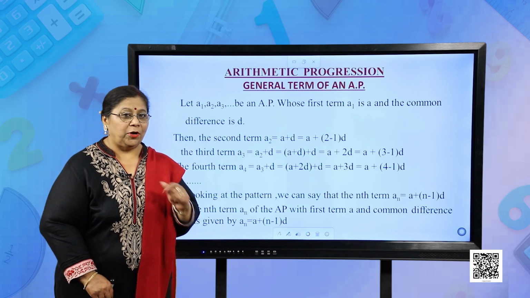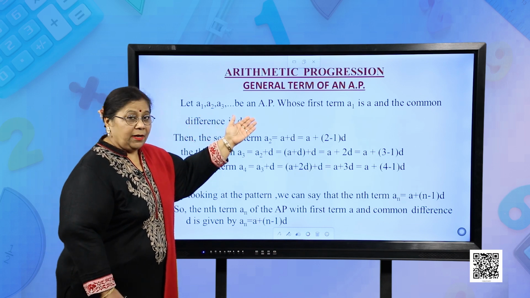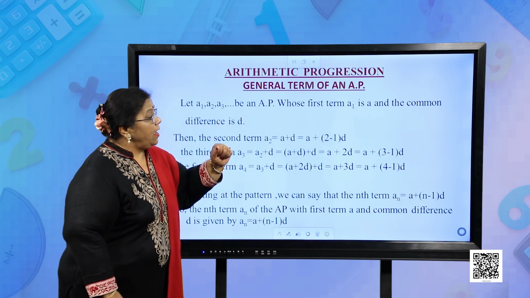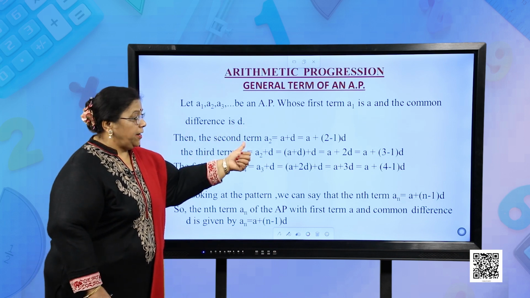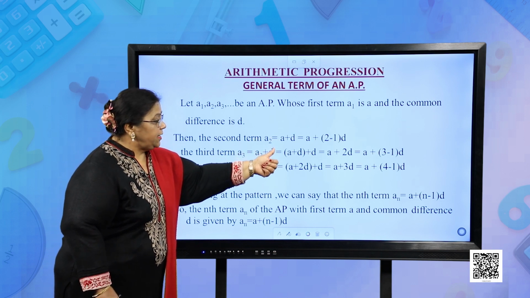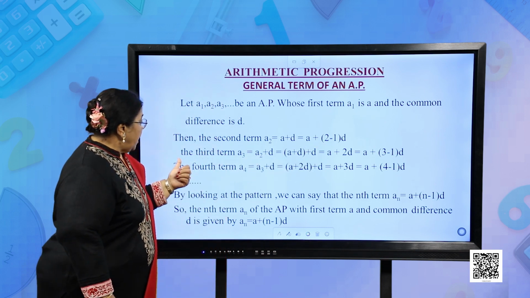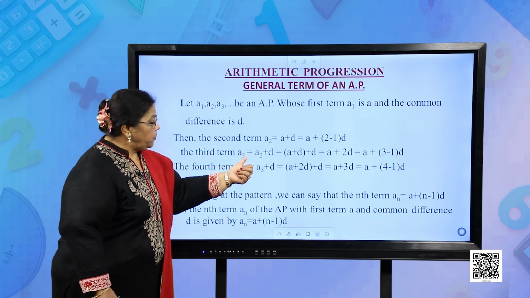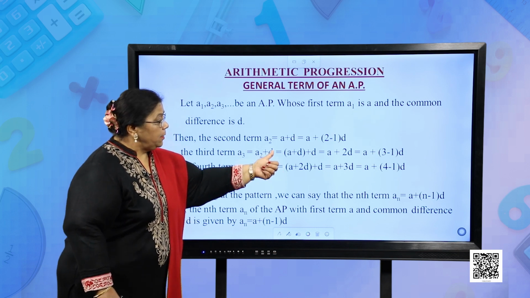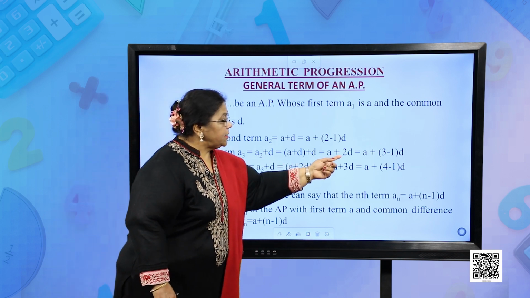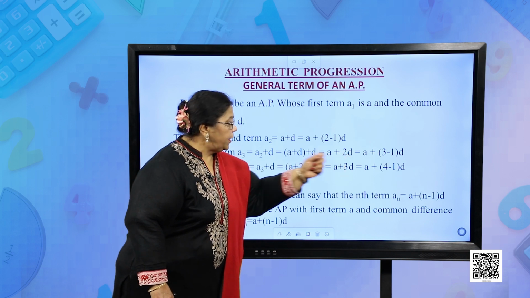AP is arithmetic progression. Let A1, A2, A3 and so on be an AP whose first term A1 is A and the common difference is D. Then the second term A2 will be A plus D, which we can express as A plus 2 minus 1 into D. Likewise, the third term A3 can be written as A2 plus D, that is the common difference, equal to A plus D plus D, that is A plus 2D, which again can be expressed as A plus 3 minus 1 into D.